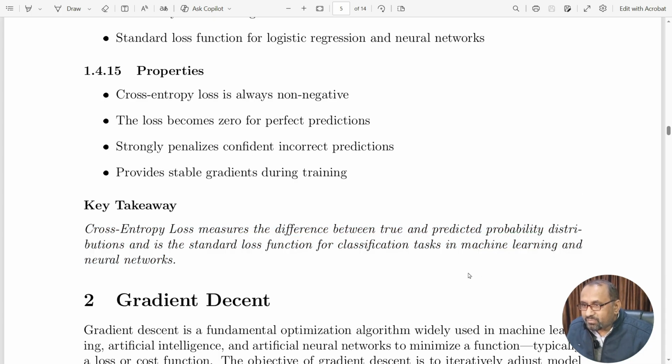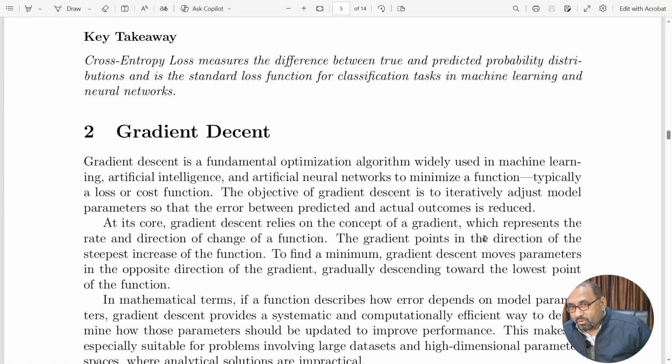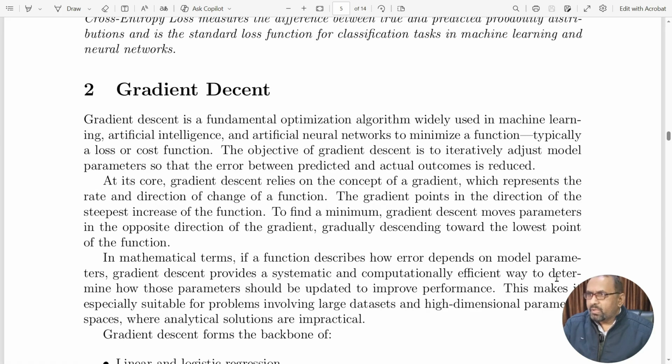So now we have a very interesting and very useful part, that is gradient descent. Everything is clearly defined at this place, and we will discuss everything one by one. So first, let's go through what gradient descent is. It is a fundamental optimization algorithm widely used in machine learning, artificial intelligence, and artificial neural networks to minimize a function, typically a loss or cost function. Actually, the main thing is how we can reduce the error between the actual and the predicted values, and this is the main role of gradient descent.